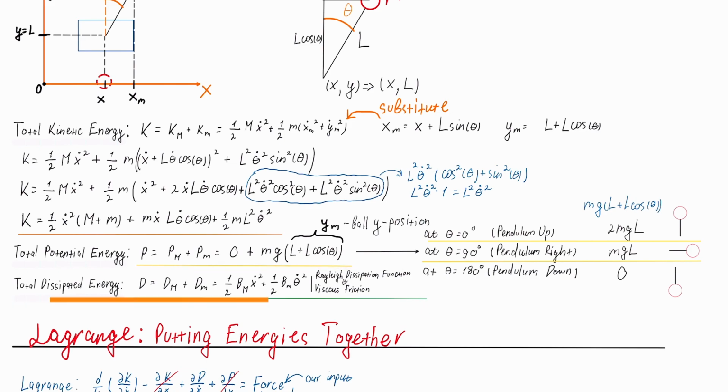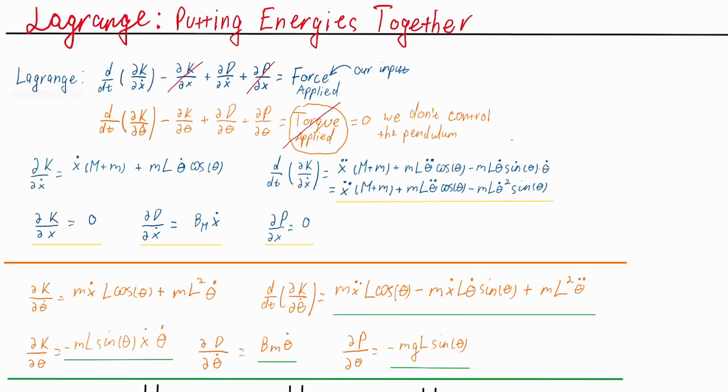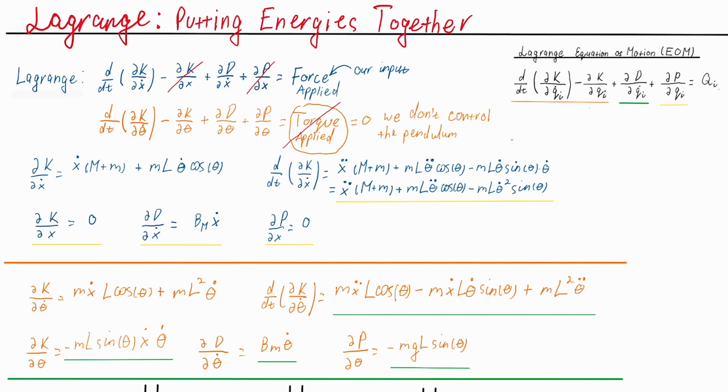Total dissipated energy is described as the sum of frictions experienced by the cart and ball. We are using nonlinear viscous friction, where B_m is just a coefficient. Now that we have energies, we are going to take their derivatives relative to the generalized coordinates and construct our Lagrange equations. Lagrange terms relative to x are shown in blue, and relative to theta are shown in orange.